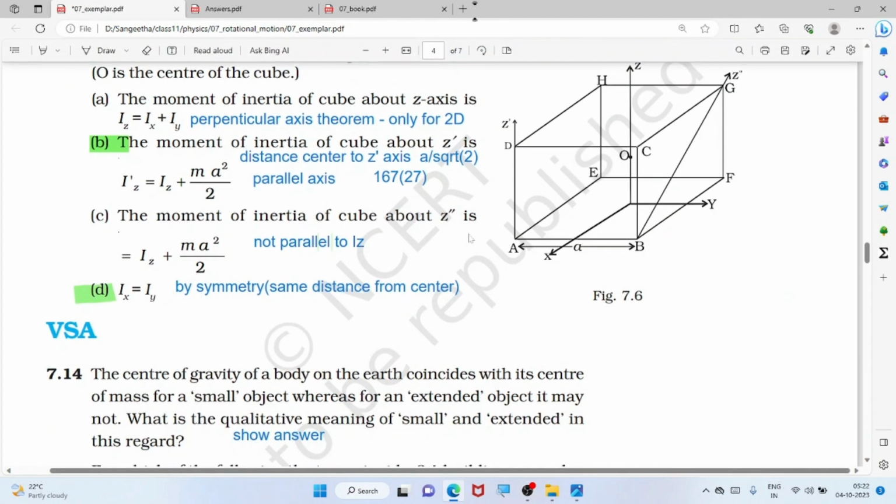Moment of inertia of the... okay, because that is not parallel. This axis is not parallel, so you cannot apply this rule here. By symmetry, this is true.